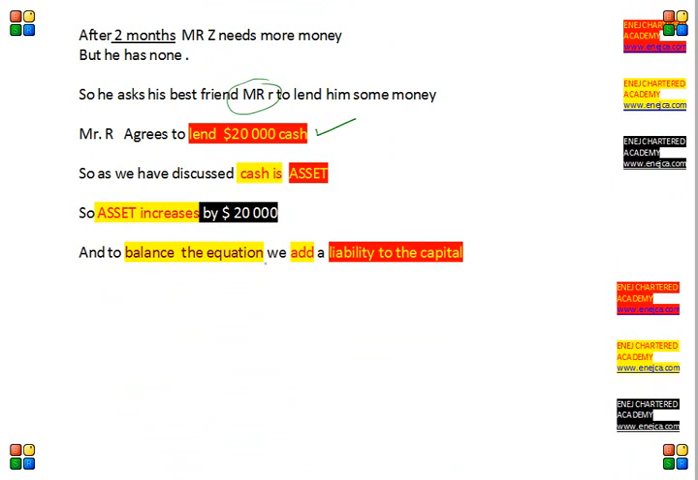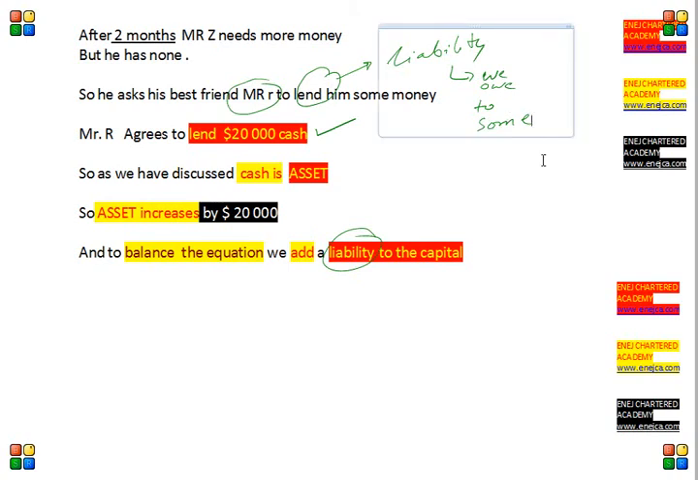And to balance the equation, we have our liability. When we are taking out a loan, that means we have a liability. As we have discussed today, liability is something we owe to someone. When we owe anything to someone, that is our liability.